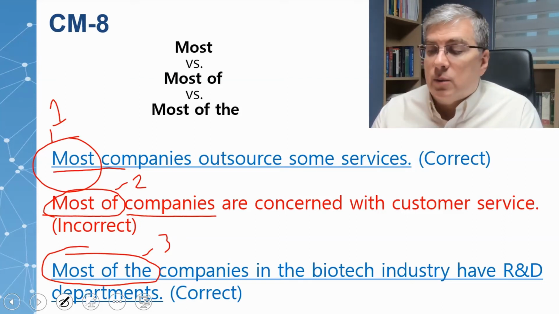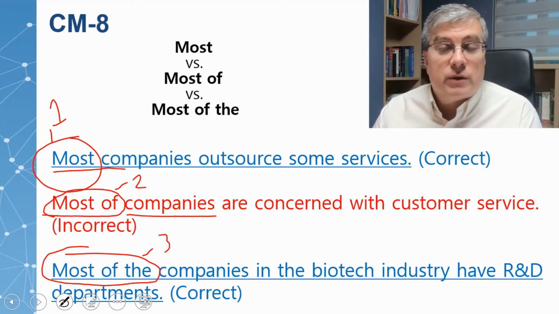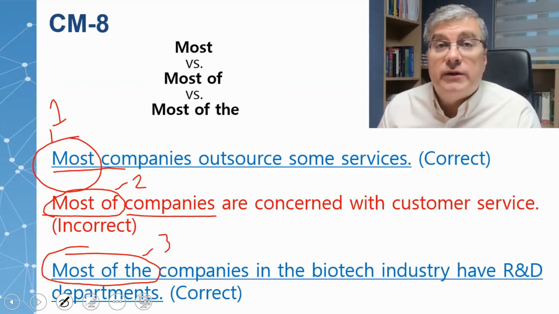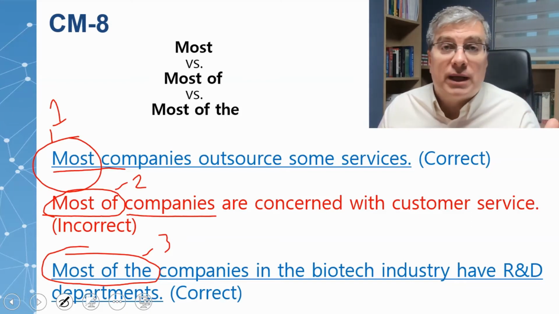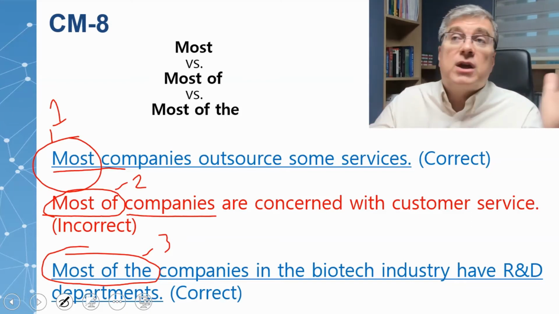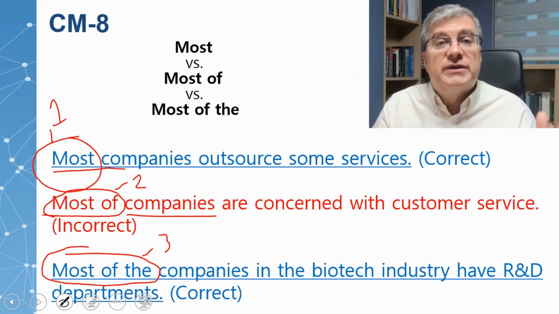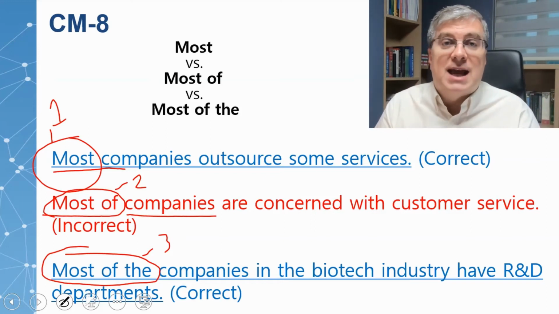In sentence 1, we're just saying most companies outsource some services. In this sentence, which companies am I talking about? I'm not talking about any specific group of companies. I'm just speaking generally. It's a general reference. Most companies in the world, there's no specific reference in that sentence.